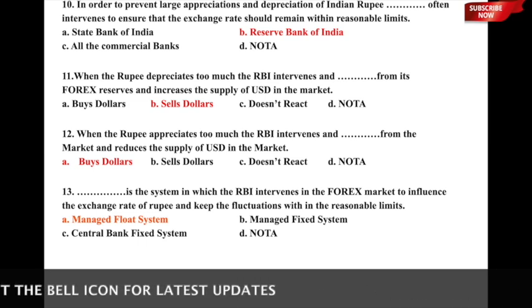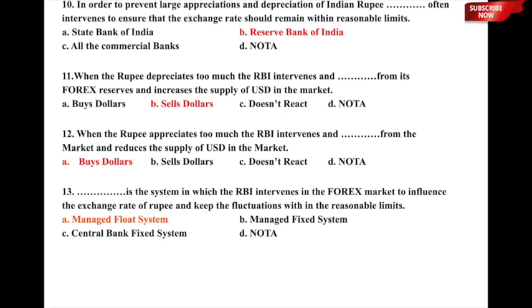The reverse situation, or the contrary situation to rupee depreciation. The next situation is, what if rupee appreciates too much? So the question is, when the rupee appreciates too much, the Reserve Bank of India intervenes and dash from the market and reduces the supply of US dollar in the market. Whether it is A, it buys dollars, B, sells dollars, C, doesn't react, or D, none of the above. So here, when the Indian rupee appreciates too much, the Reserve Bank of India intervenes and buys dollars from the market and reduces the supply of US dollar in the market.